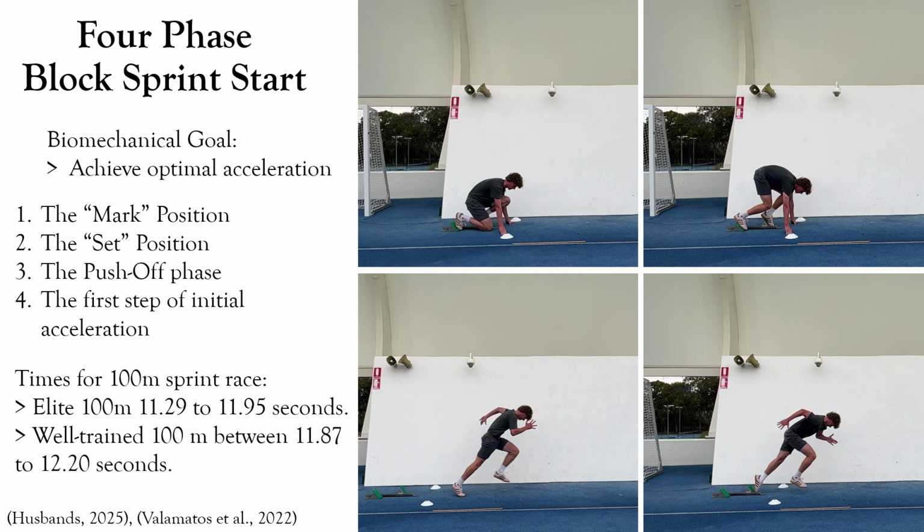The block sprint start has 4 positions: the mark position, the set position, the push-off phase and the first step of initial acceleration. And seen below, we have some examples of elite and well-trained 100-metre sprint times.